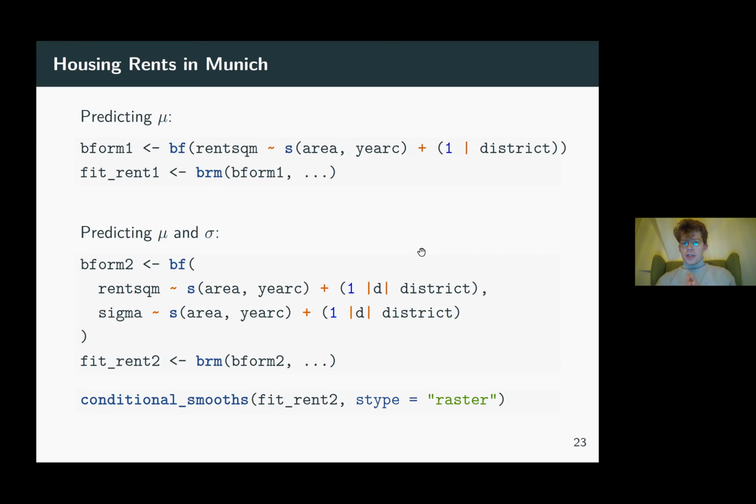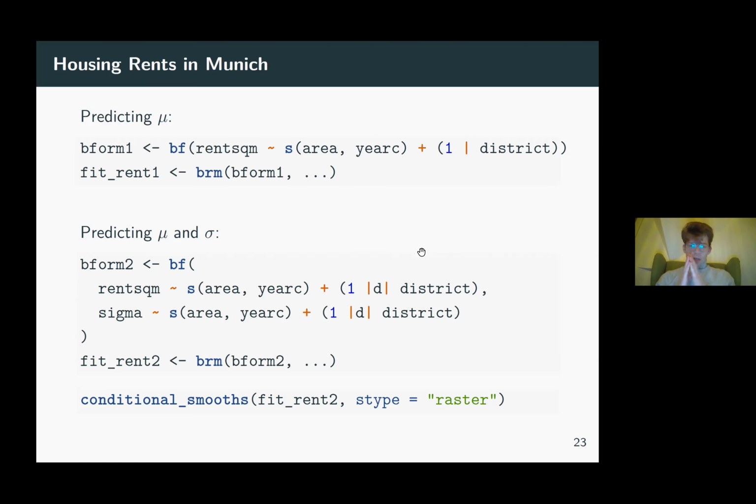In addition, in this model our apartments come from multiple districts of Munich. Munich is very expensive regardless, probably, but there are some districts which are even more expensive than others. So we want to take that into account. We're adding a varying intercept to the model using 1 pipe district. And then we can fit that in brms.